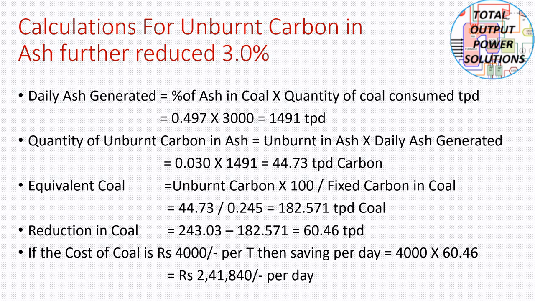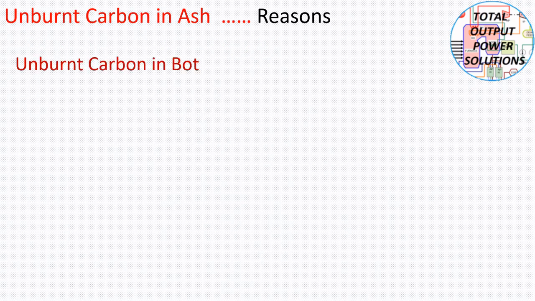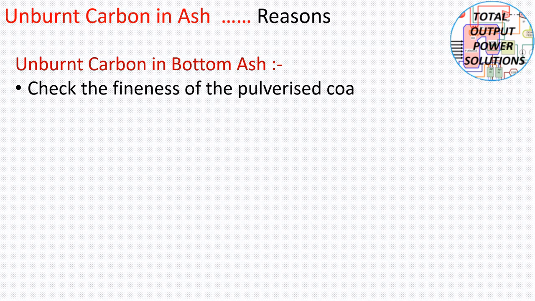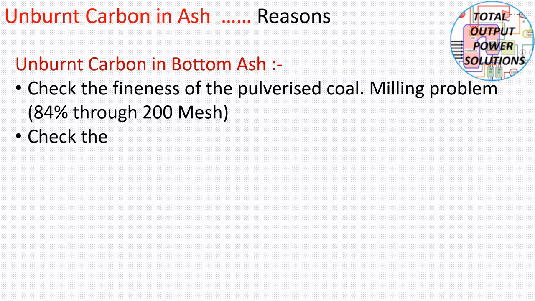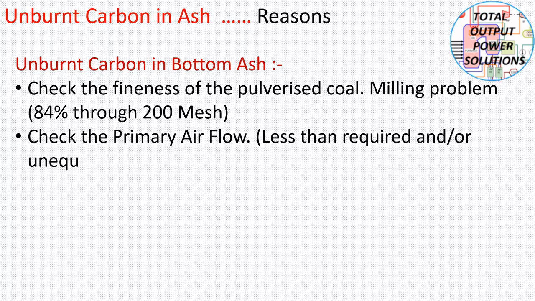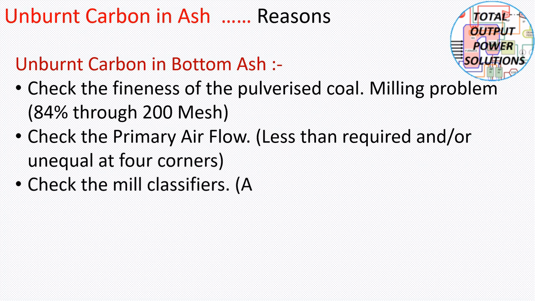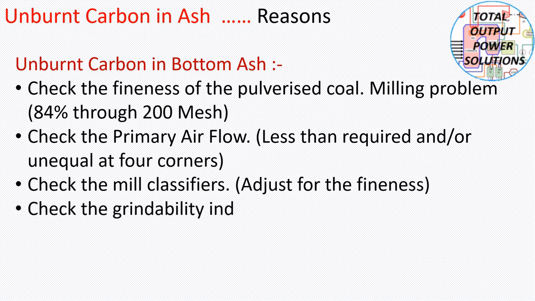Now, what are the reasons behind this unburnt carbon in ash? What are the reasons? So, unburnt carbon in bottom ash: you must check the fineness of the pulverized coal. There may be some milling problem, due to which the fineness of the coal is less, and that is why you are getting more unburnt in bottom ash. So you must check that 84% should pass through 200 mesh. That is the fineness that we generally maintain.